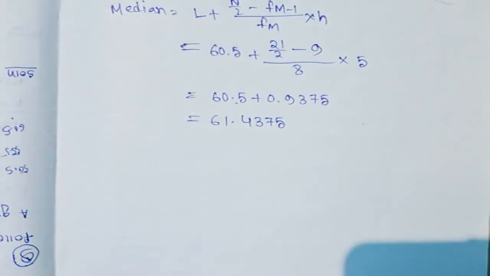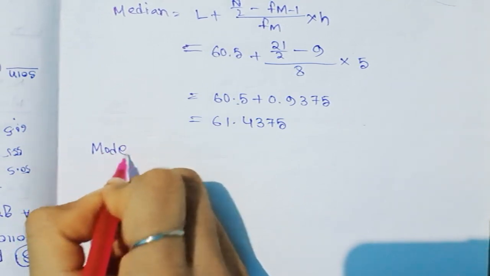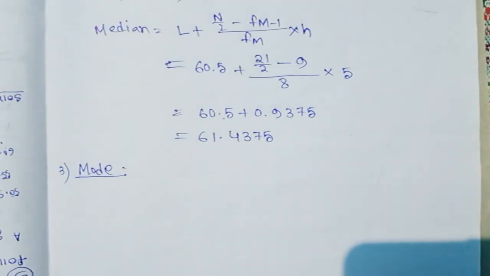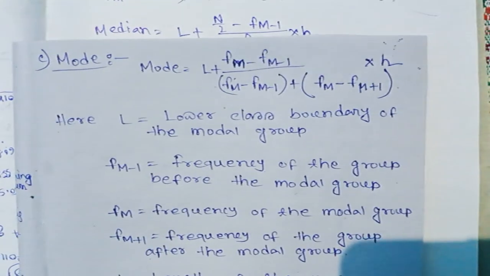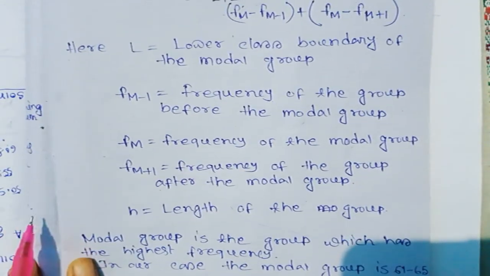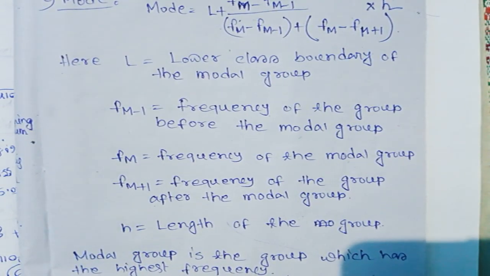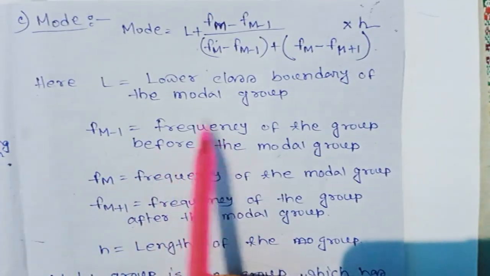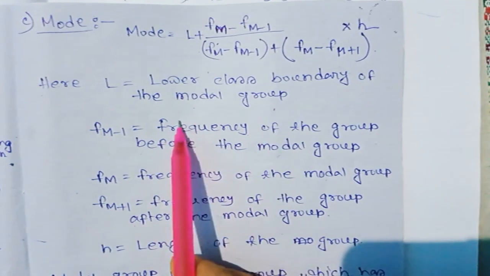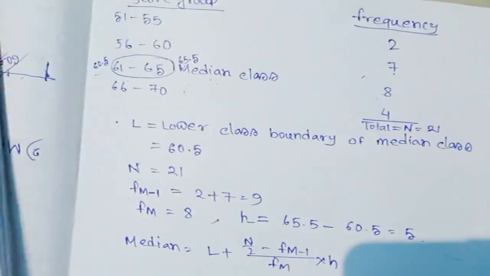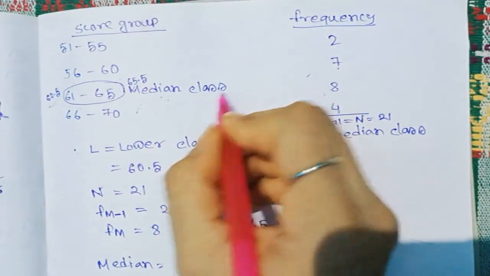Next, mode. So what is mode? Here we have the formula: L plus fm minus fm minus 1, divided by this, into h. All the unknown variables are represented here. What does each represent? Here L is the lower boundary of the modal group, not the median group. Modal group means the group which contains the mode. Which one is the modal group here? This was the median class, or actually the median group.